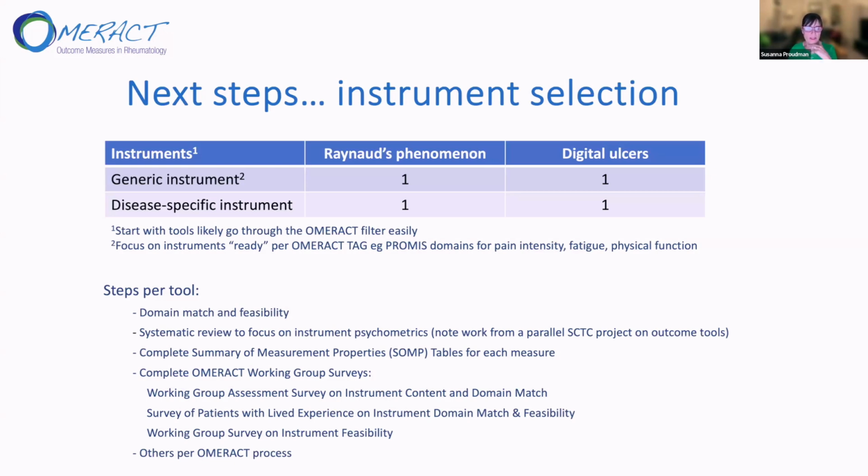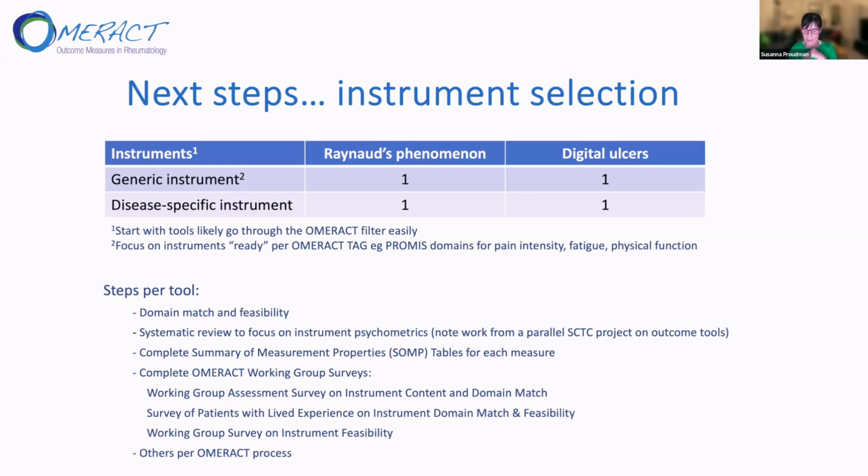So I can't speak to that systematic review that's already been performed looking at instrument psychometrics, other than to say that I've been reliably informed that it's involved really quite an enormous amount of work. So that will be extremely helpful in directing us to potentially suitable instruments.